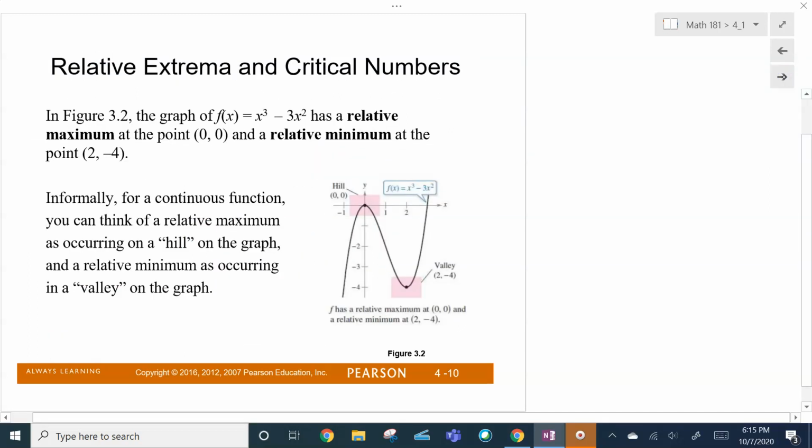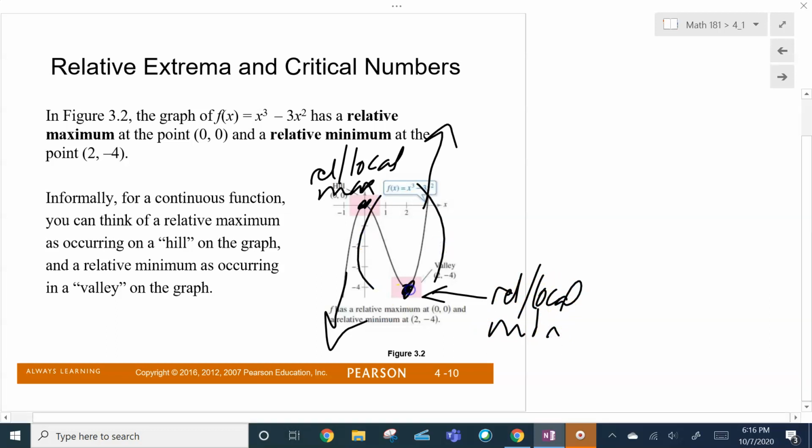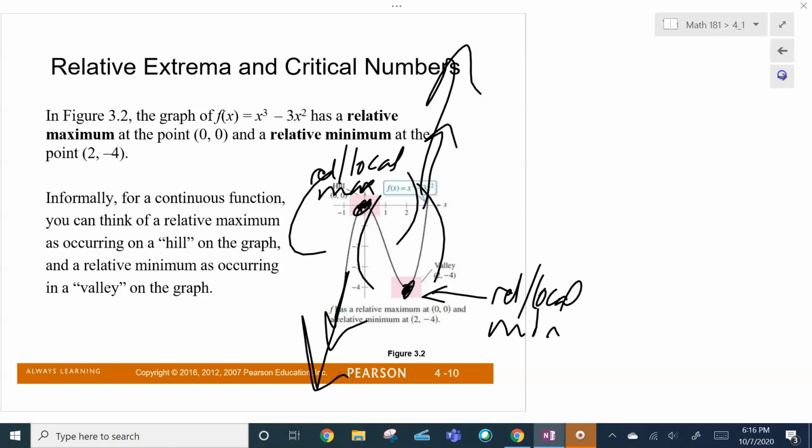So here in this graph, it has a relative max here, right? We've got a relative min here for this cubic function. This is a relative or local max here. This is a relative or local min, meaning in this area, that's the lowest point. In this area, that's the highest point. But we know there's no absolute max because this thing keeps going. There's no absolute min because it keeps going.